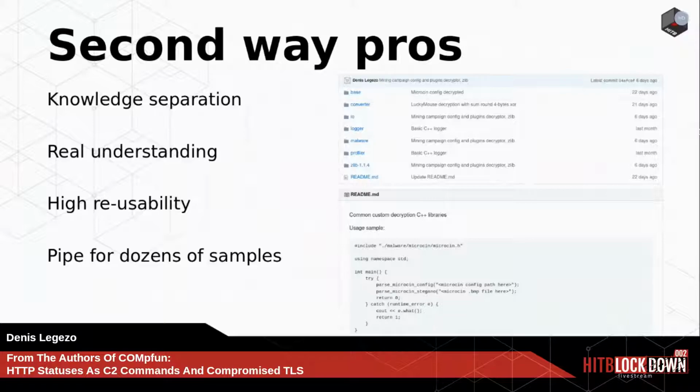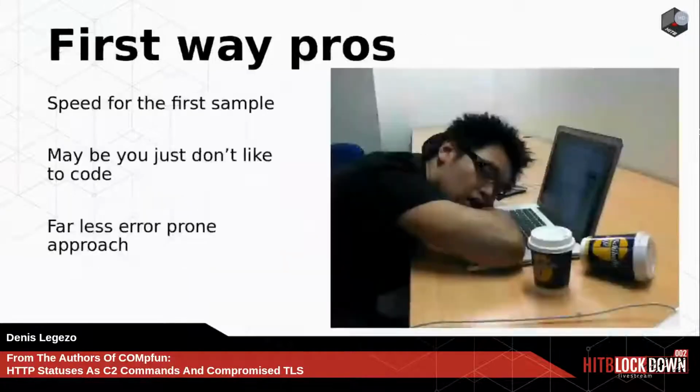I could name more for the second way of doing the research, but let us be honest, the first way has its own pros. Otherwise, nobody would use it, right? First of all, for the one sample, with a debugger and memory dumps, you can probably do it faster. You don't need to write your application. By the way, if you have some template and you just have to add a new decryption function, it becomes quite fast to make new decryptors. And maybe you just don't like to code at all.